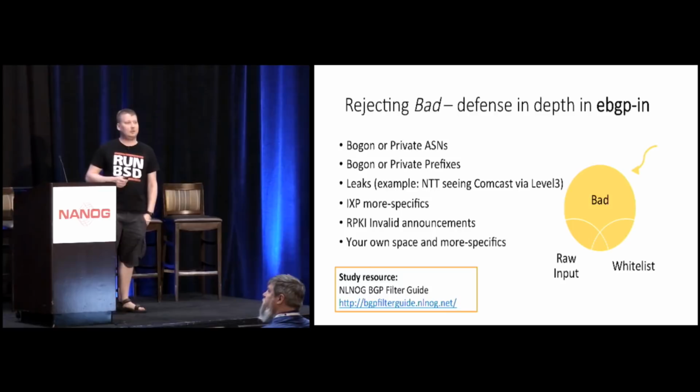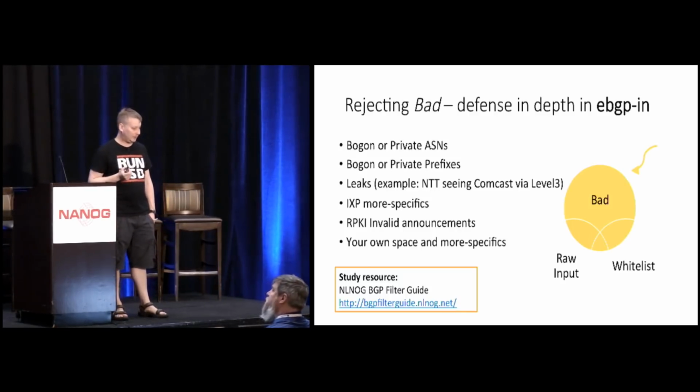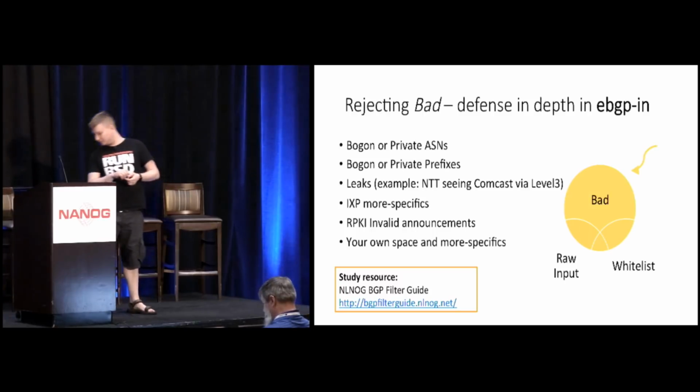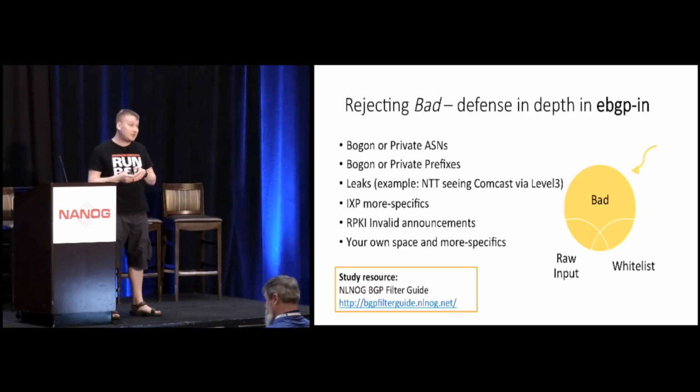All right, now back to the triangle and the sweet spot of routes we do want to accept. The bad data set is simply composed of stuff like when there's bogon or private ASNs anywhere in the AS path, excuse me, whether there's bogon or private prefixes in the announcement, leaks.